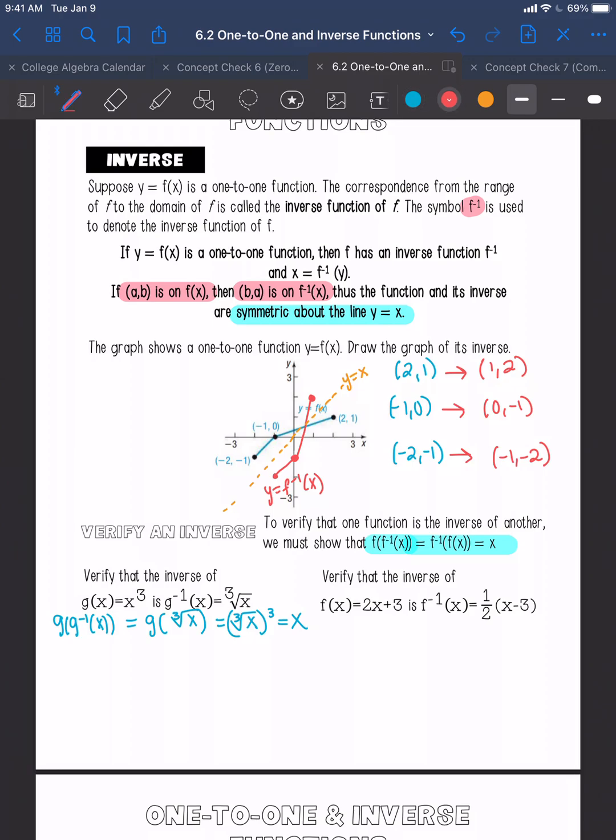Doing the same thing for the other way around. So now we're finding g inverse of g of x. Really, we're finding g inverse of x cubed, which is the cube root of x cubed, which equals x. So because g of g inverse of x equals g inverse of g of x, and they equal x, then they are inverses of each other.